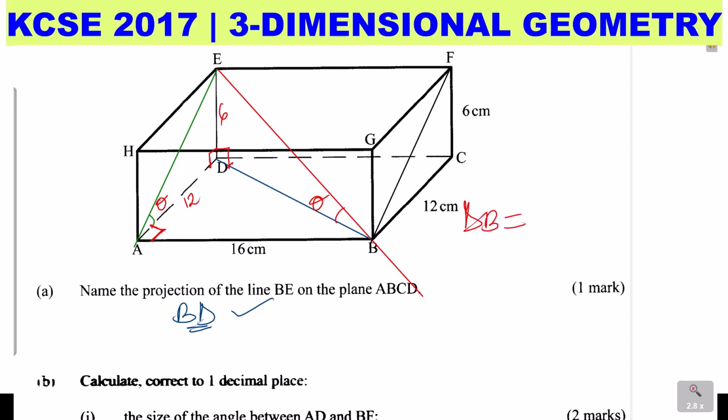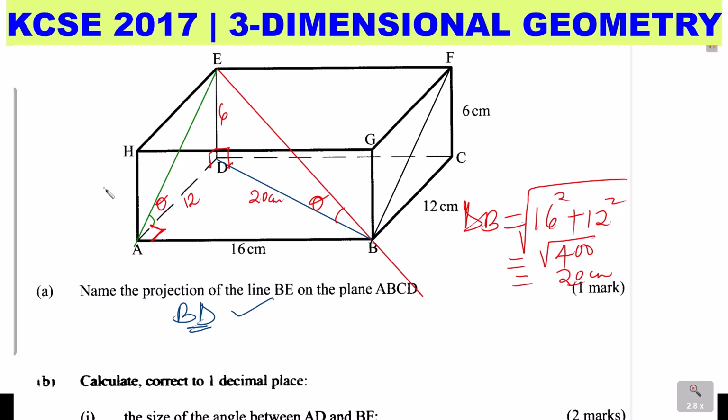using triangle ADB, which is right angled at A, we are going to use Pythagoras theorem, that is the square root of 16 squared plus 12 squared. And this will give 400. When you get the square root of 400, you get 20 centimeters. So therefore, DB is 20 centimeters.